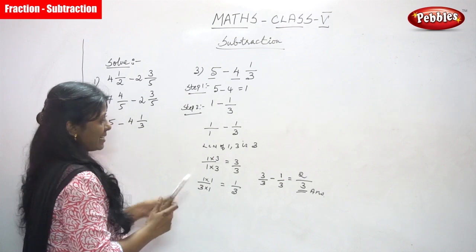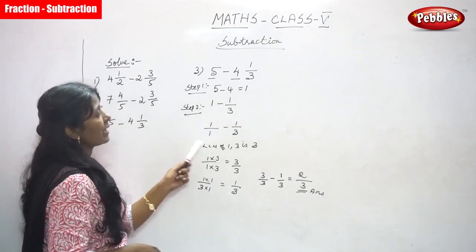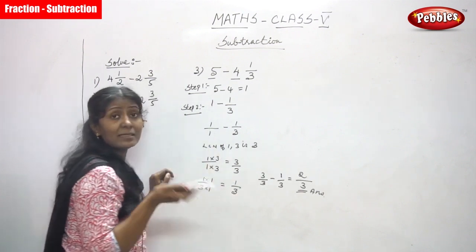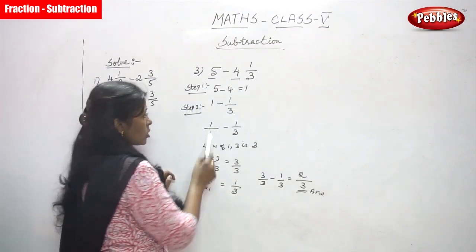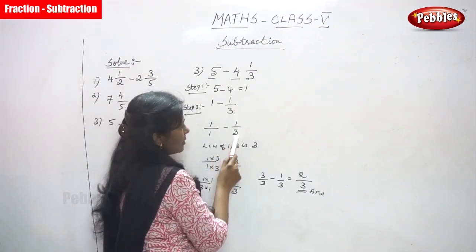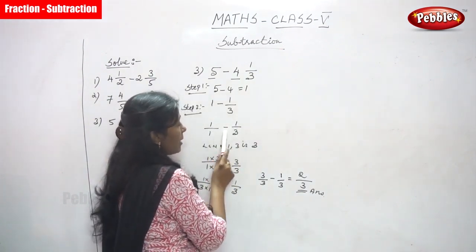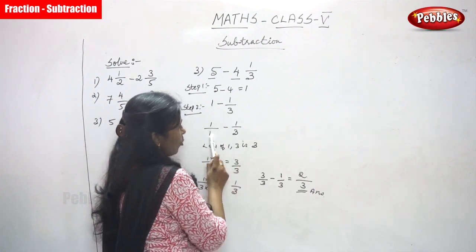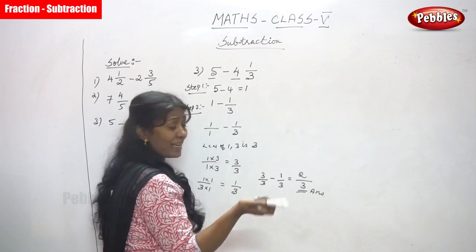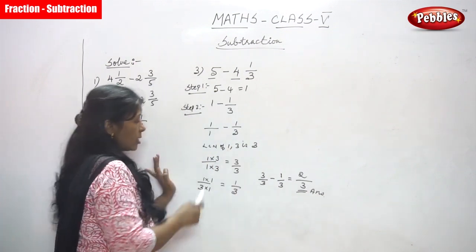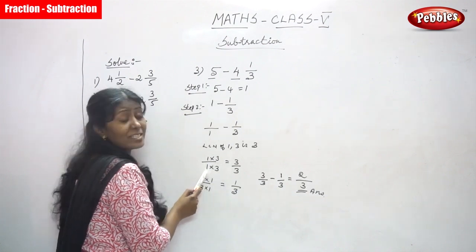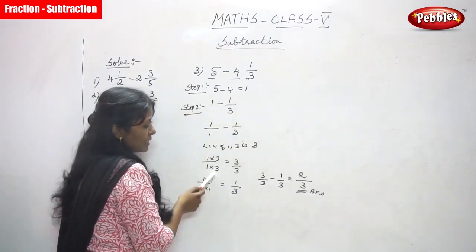I'll repeat the last point: if you don't have the denominator, you have to assume the denominator as 1. So 1 by 1 is the assumed denominator, and 1 by 3 is already here. So 1 by 1 minus 1 by 3. LCM of 1 and 3 is 3, because you simply multiply 1 into 3. So 1 by 1, I have to change this denominator to 3, so I have to multiply by 3.